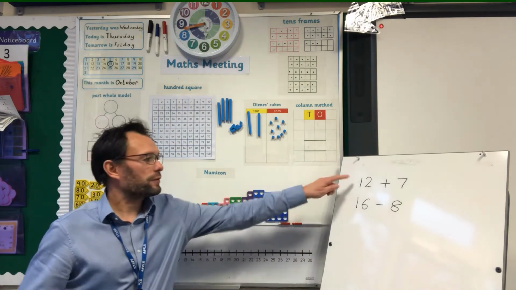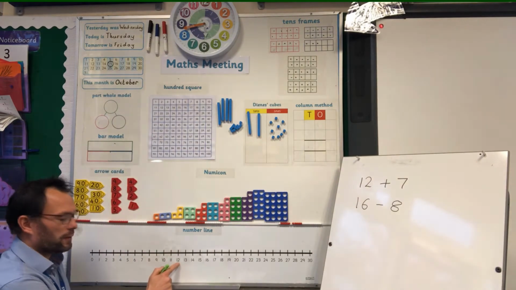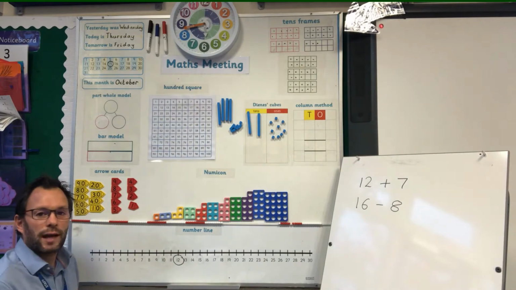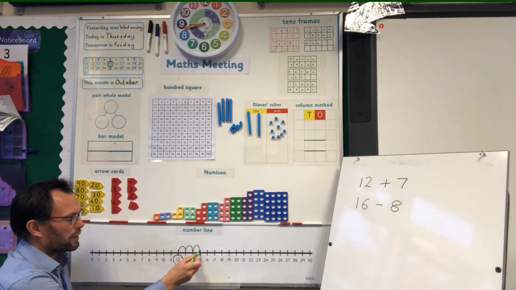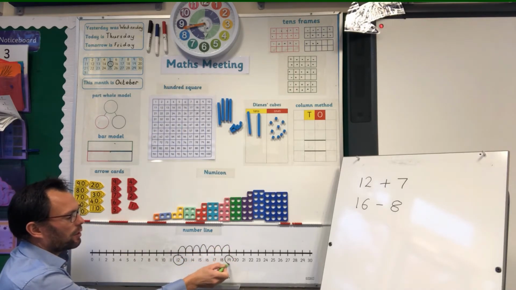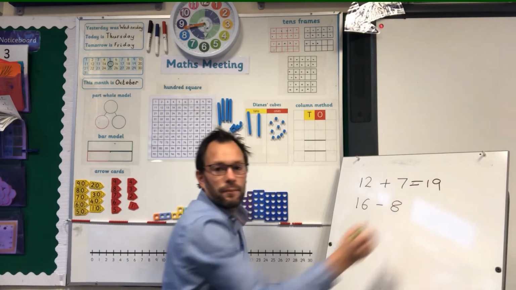So if we take, for example, 12 add 7, we would use a number line like this. We would find the number 12 on the number line, we would circle it, and then we would count on 7 in jumps of 1. 1, 2, 3, 4, 5, 6, 7. And so we can see that the answer to 12 add 7 is 19.